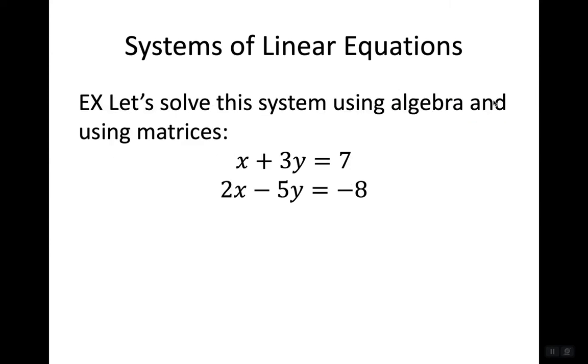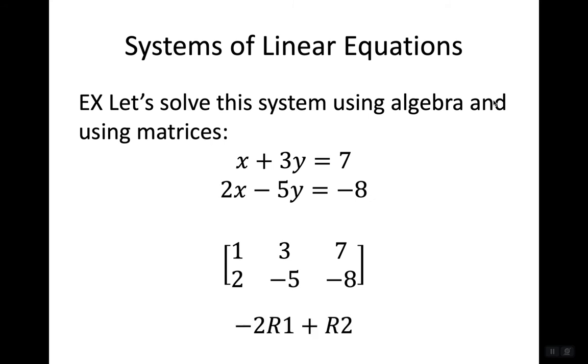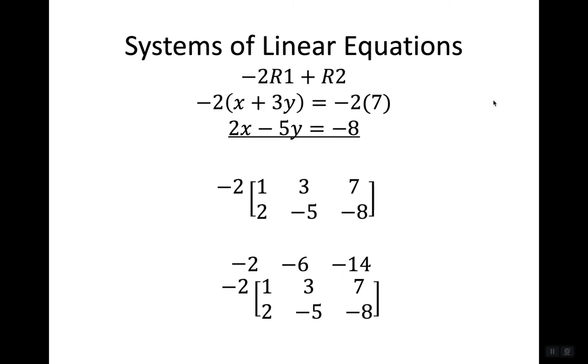Let's solve this system using algebra and using matrices. This is the system we saw a moment ago. So first, let's represent it as an augmented matrix: 1, 3, 7, 2, negative 5, negative 8. Let's do what we did earlier. Let's add negative 2 times row 1 to row 2. So negative 2 times row 1 added to row 2.